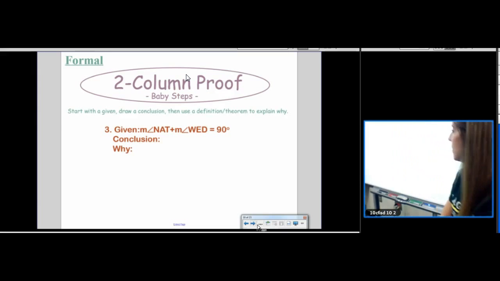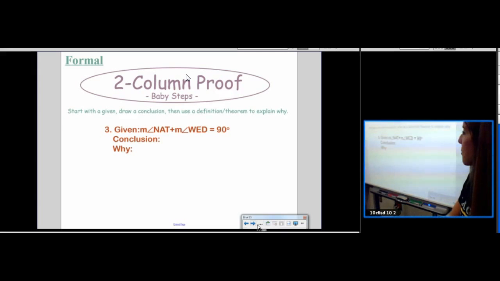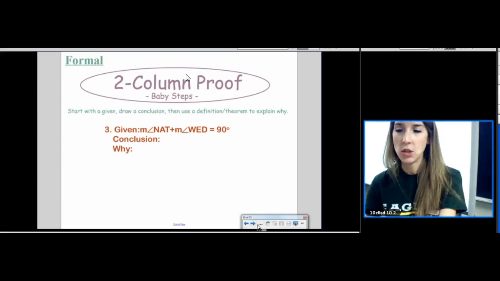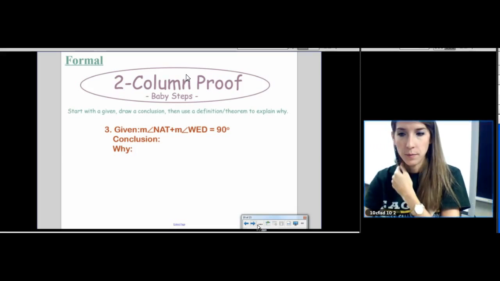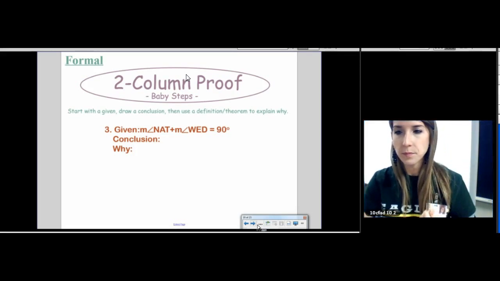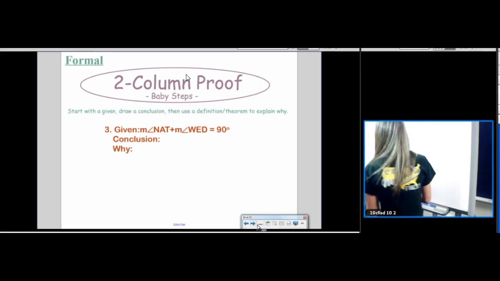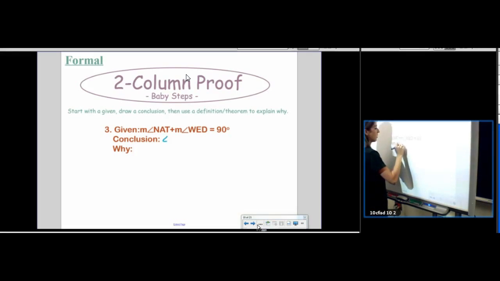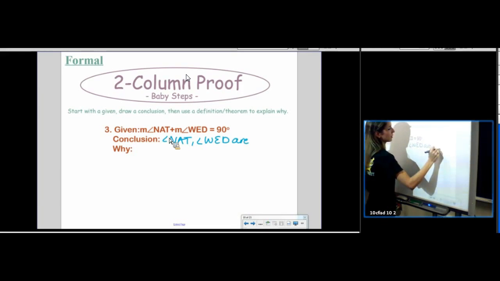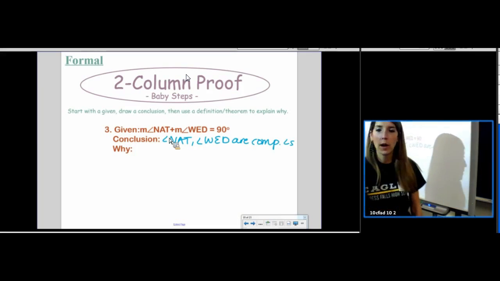Next one, given the measure of angle NAT plus the measure of angle WED is 90 degrees. If that was handed to us, what would we conclude? Yes, Anas, good. We would conclude that angle NAT and angle WED are complementary angles. And what is the y?